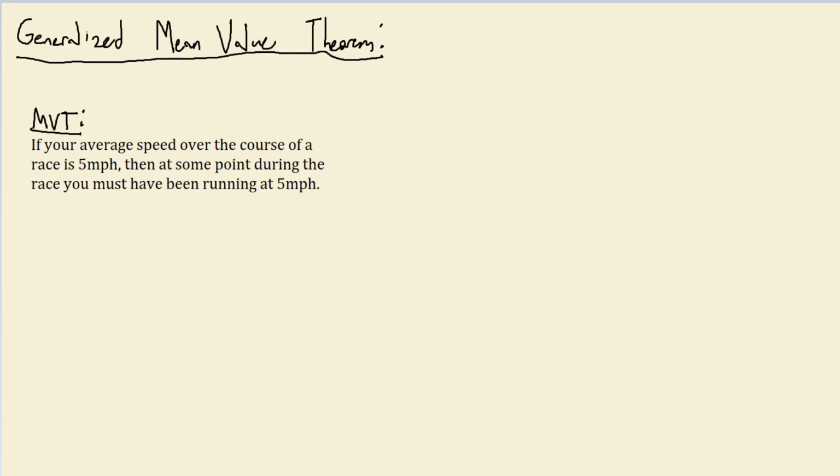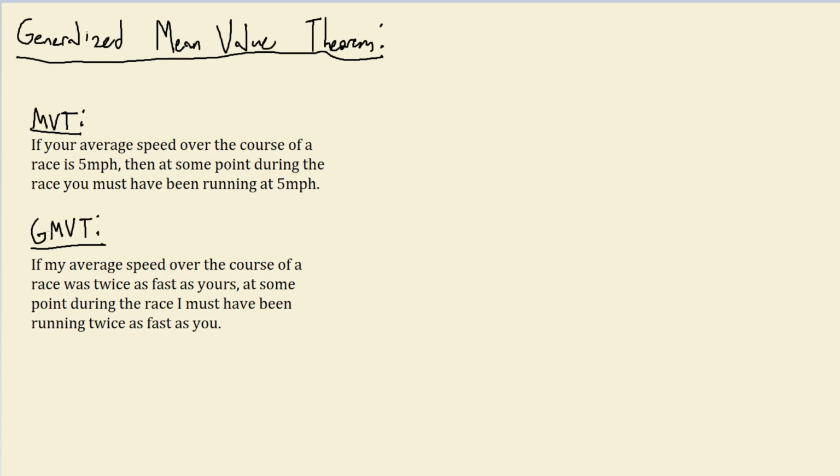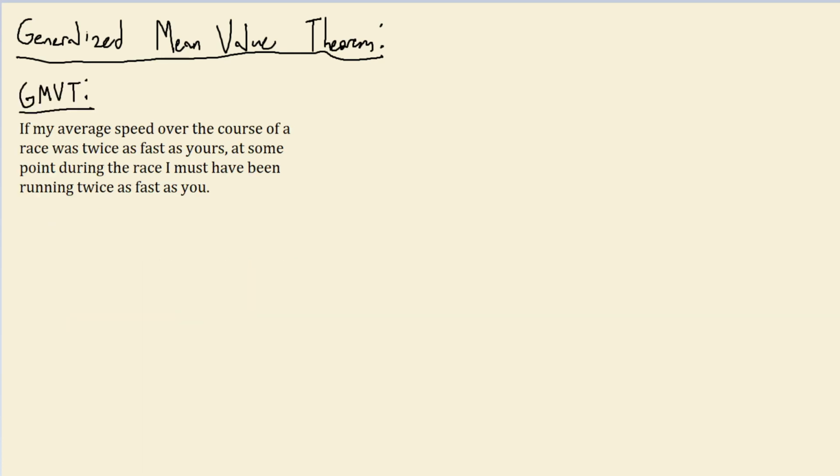But right now, we're going to introduce this generalized mean value theorem, also called Cauchy's generalized mean value theorem. And that's going to tell us something similar, but a little bit different. If mean value theorem told us this, then Cauchy's generalized mean value theorem, which I've abbreviated GMVT, would tell us that if my average speed over the course of a race was twice as fast as yours, at some point during the race I must have been running twice as fast as you at that instant. So I've erased that reference to mean value theorem, and I've just left this real-world analog of generalized mean value theorem, and I want to see if we could translate this from the real world into mathematical terms.